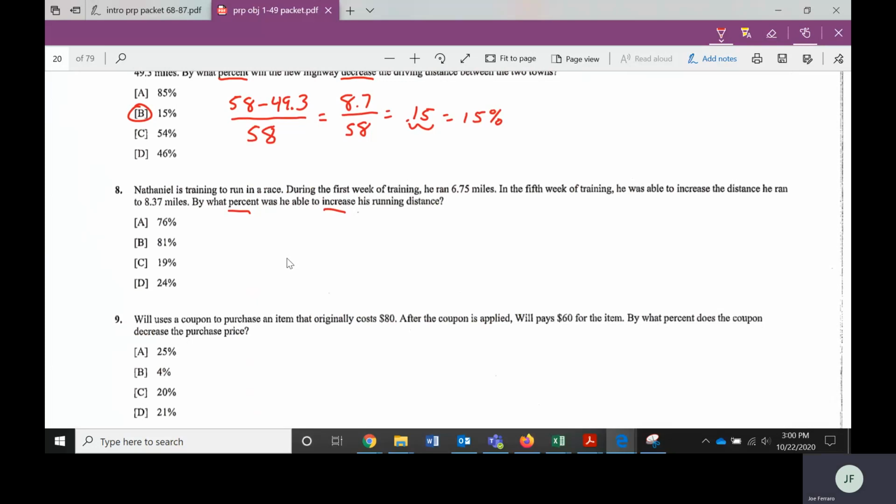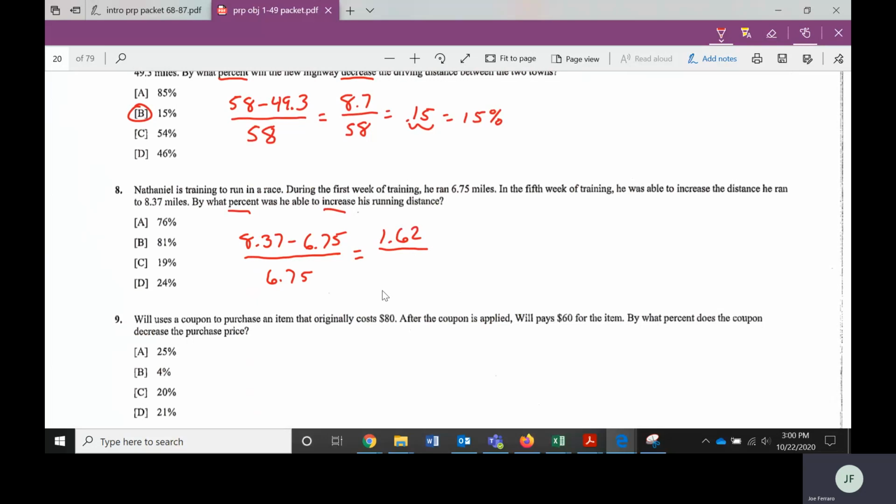So when you're doing this, change in amount just means take the big minus the small. Doesn't matter what it was first, what was second. We're just looking for the change. Now the bottom is the important number. Okay. He went from 6.75 miles to 8.37 miles. So he originally was doing 6.75. That's the original amount. On the top, you do the subtraction. When you subtract that, you get 1.62 miles.